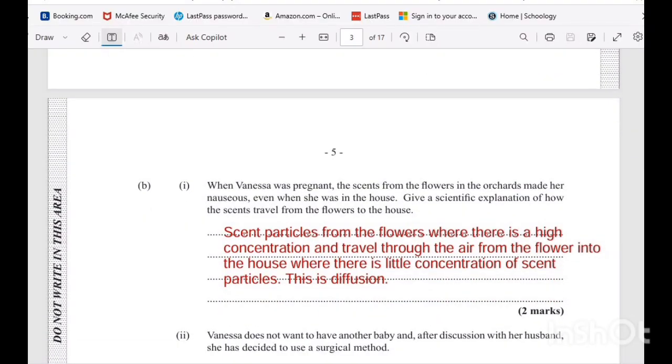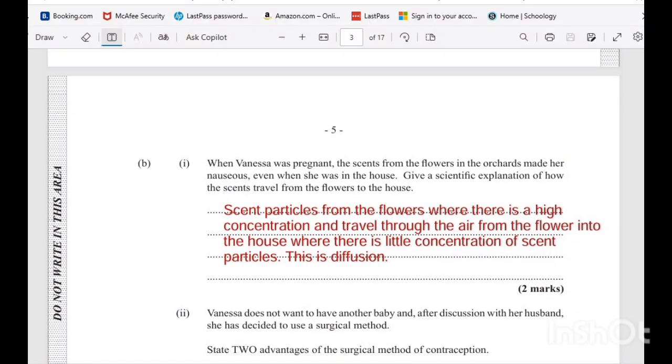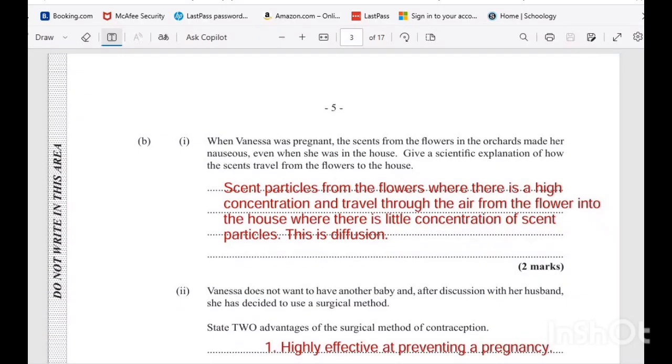The next part of the question says, Vanessa does not want to have another baby, and after discussion with her husband, she has decided to use a surgical method. All right, so Vanessa doesn't want to have another child. She wants to use a surgical method. It says state 2 advantages of the surgical method of contraception.